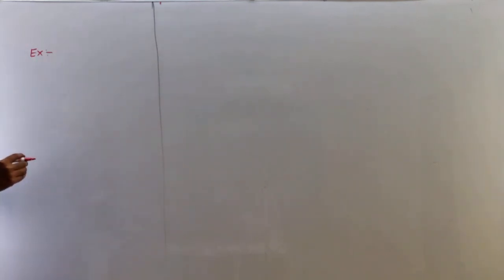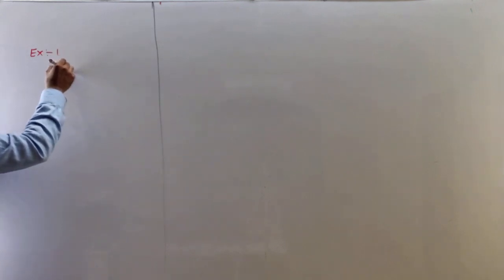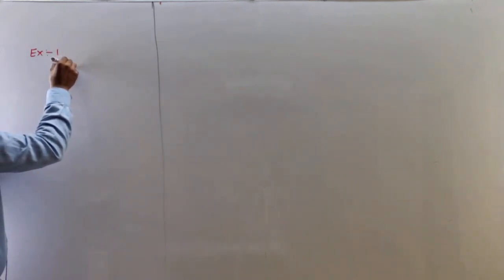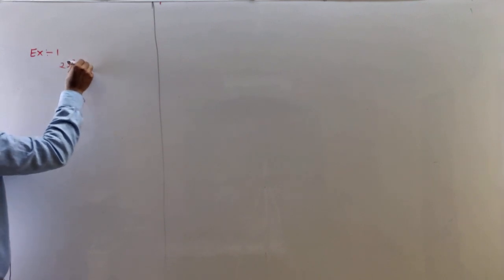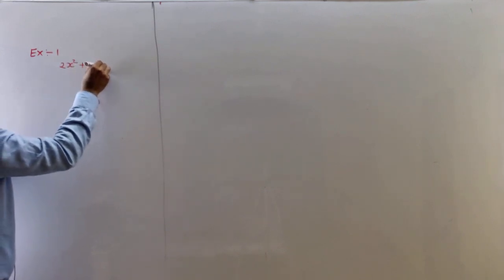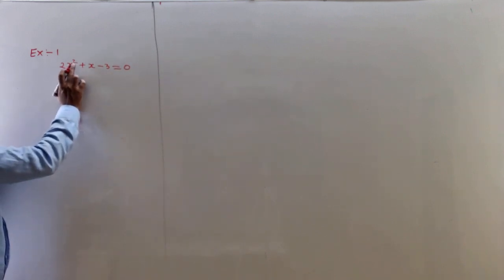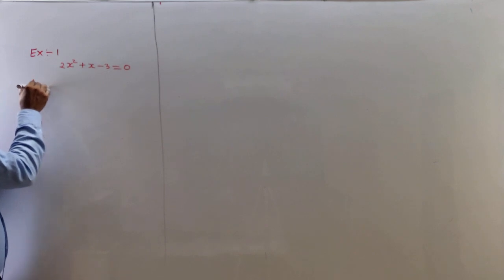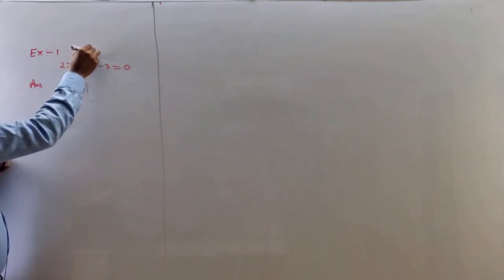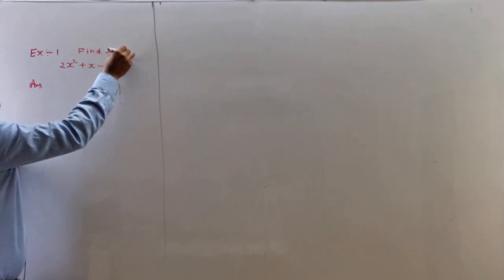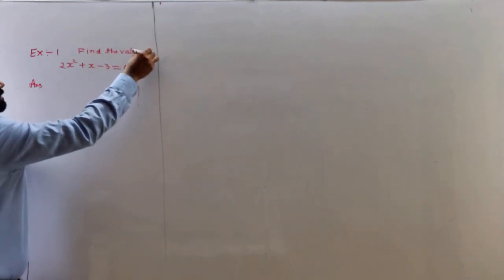Okay students, let's take an example which you already studied in your junior classes in mathematics. Take 2x² + x - 3 = 0. So this is the quadratic equation. Highest power 2. So we can calculate, find the value of x. The question is to find the value of x.